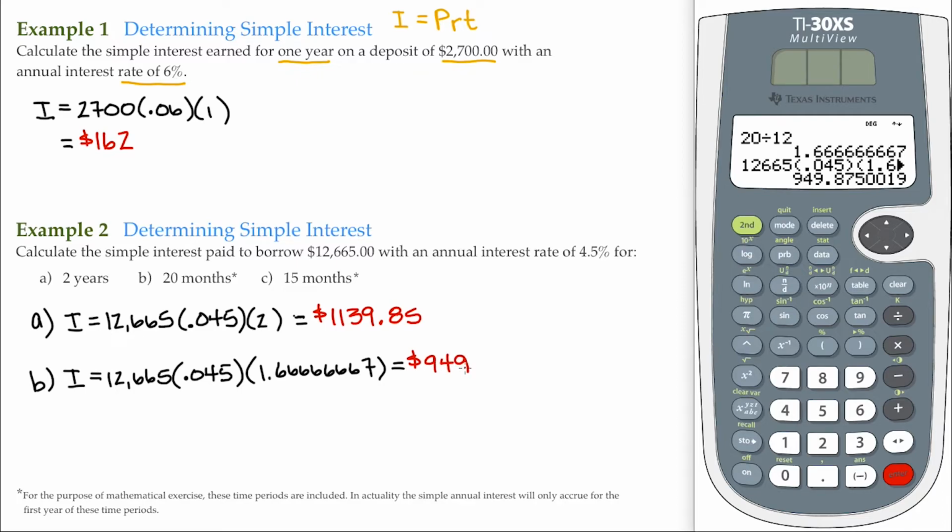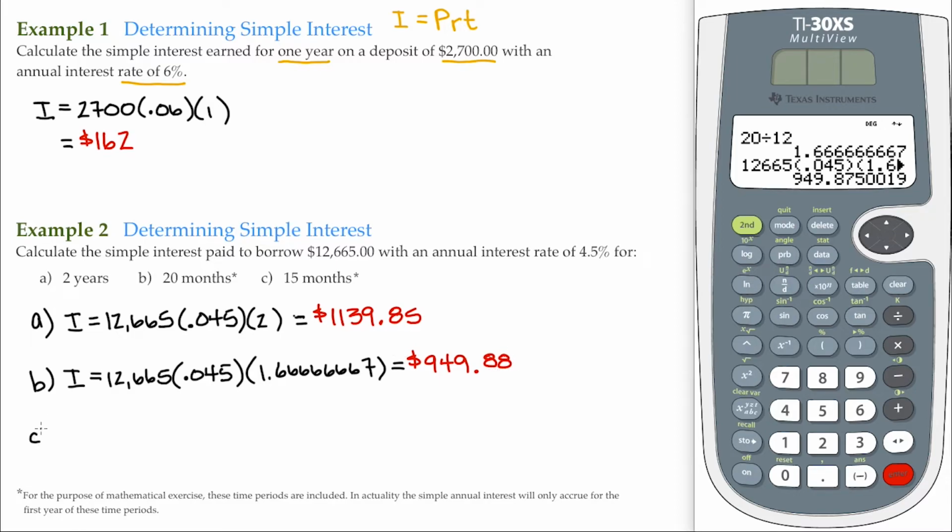$949, and we're always going to round to the nearest penny. So $949.88. We would never carry on 8 decimals for a dollar amount. Always round it to that nearest penny.